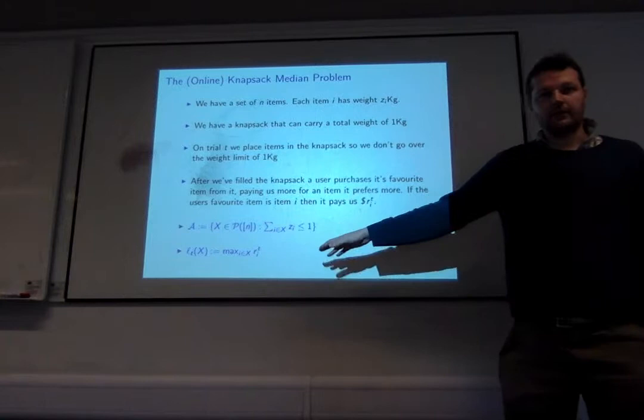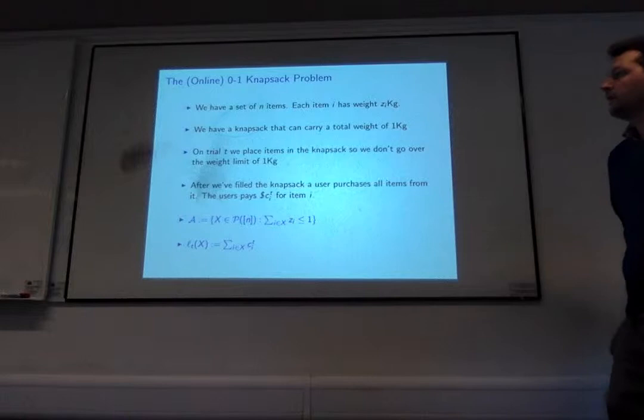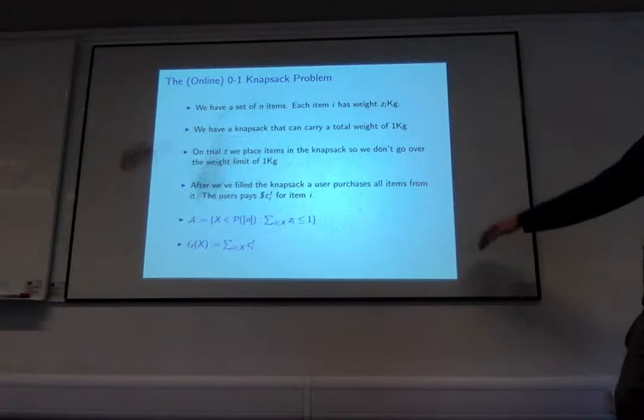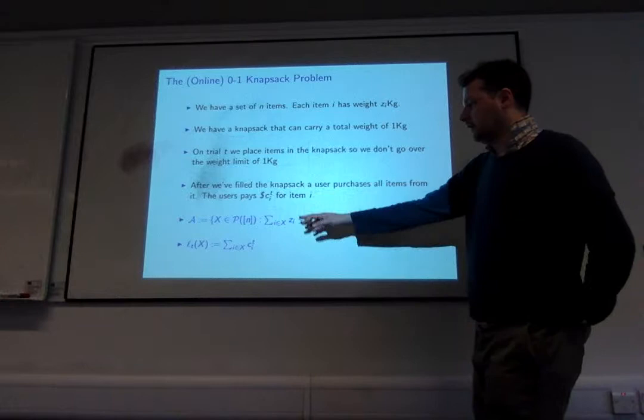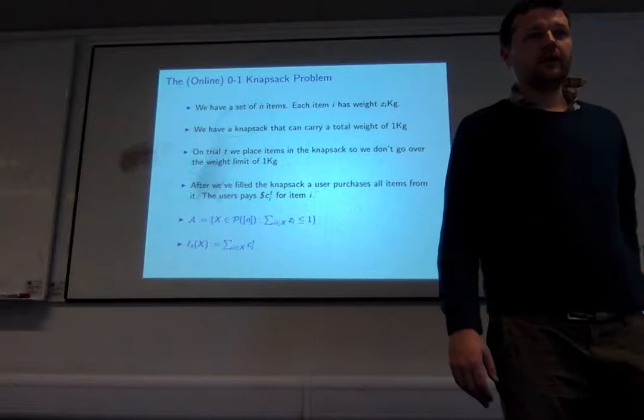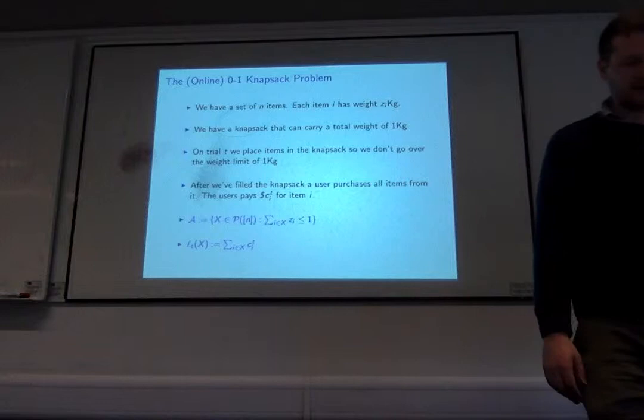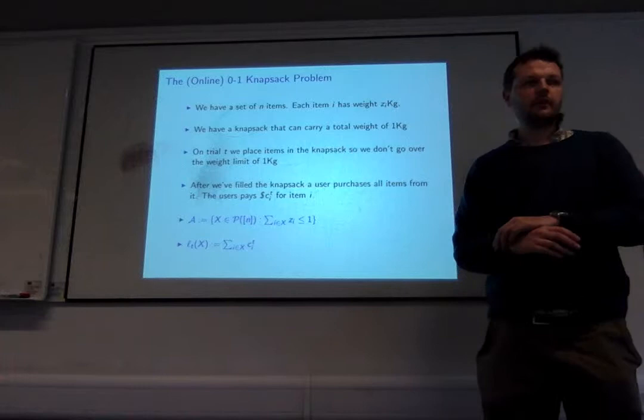Okay, one more problem: the online 0-1 knapsack problem. In this case, we have the same thing as the knapsack median problem. The only difference is that instead of the user buying its favorite item, it buys all the items. So again, we have the same action space, but now the reward is the sum of the values of the items, where c_ti is a value. So those are our three motivating problems. We make an overall framework which can handle all these three problems.